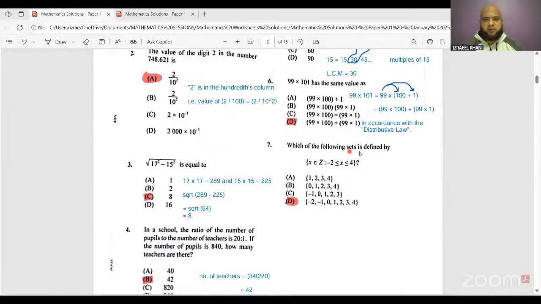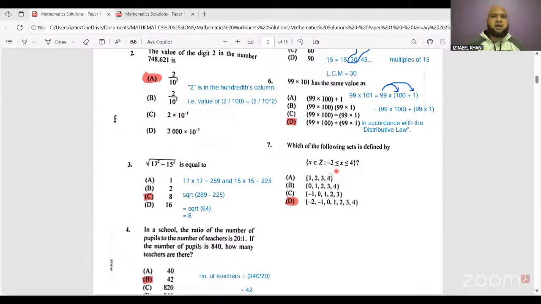Number 7, which of the following sets is defined by this? Some students may watch this and say, wow, how do we read this? With set notation, that's your symbolism in set theory. This means X is a member of the real values, and X is between 4 and minus 2, including 4 and minus 2. It's a simple way of saying X is less than or equal to 4, and minus 2 is less than or equal to X, meaning X is between minus 2 and 4, including minus 2 and 4.